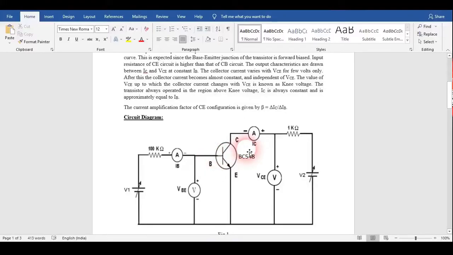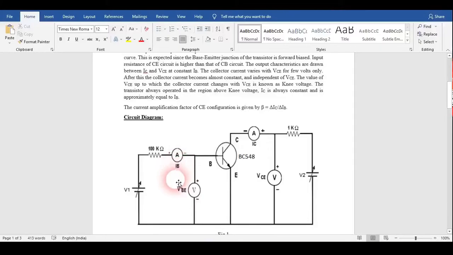Now just look at this circuit for the output characteristic. The output characteristic is to be done in IC and VC. We are going to draw the graph between IC and VC. When we perform this output characteristic, we have to keep this IB, this current, constant. Remember.